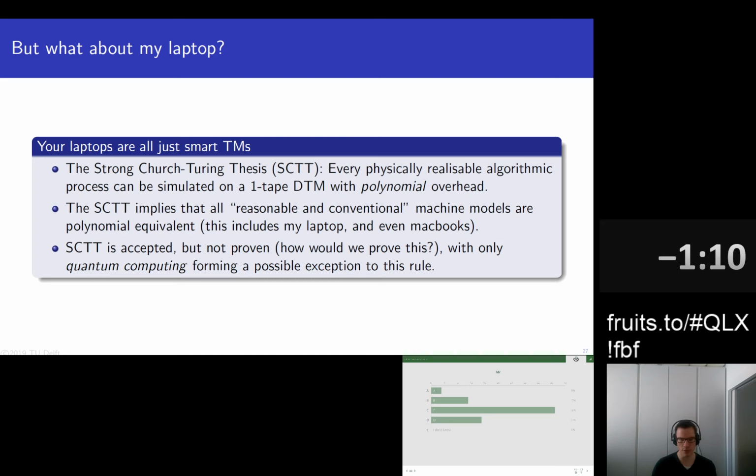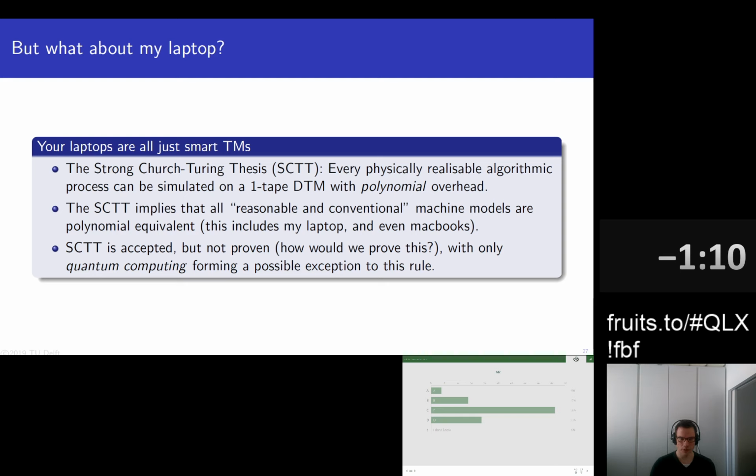But for quantum computing, the question is, how do we consider that, right? It might not be deterministic, and therefore we might run into issues with our polynomial overhead. So quantum computing may form an exception to this rule, but at the moment we don't know, right? So this is another misconception. Yes, quantum computing allows us great things, but we don't yet know whether they are really fundamentally more powerful than Turing machines.